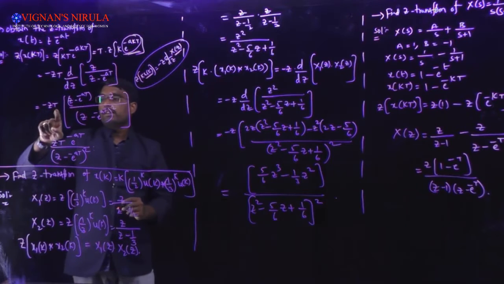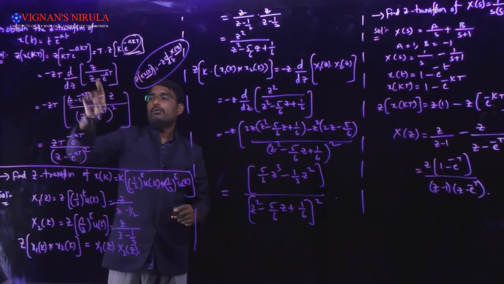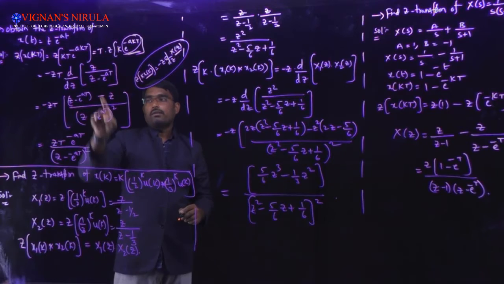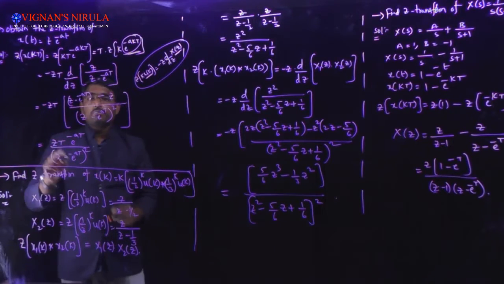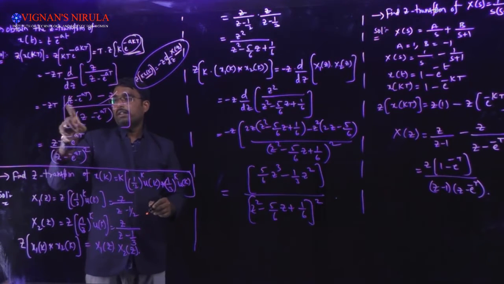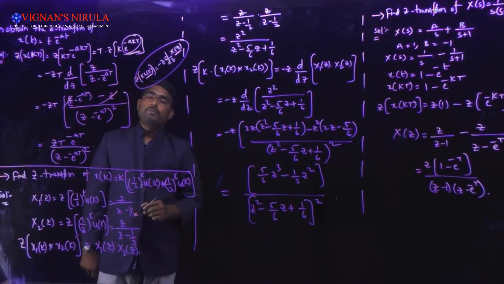And now minus z T into the derivative of this, d by dz of z by z minus e power minus a T, using u v dash by v square, minus z into z minus e power minus a T whole square. By simplifying this, z gets cancelled. We will get minus minus plus z T into e power minus a T by z minus e power minus a T whole square.